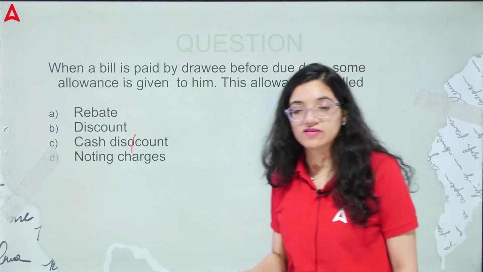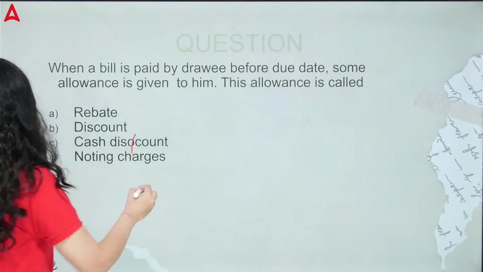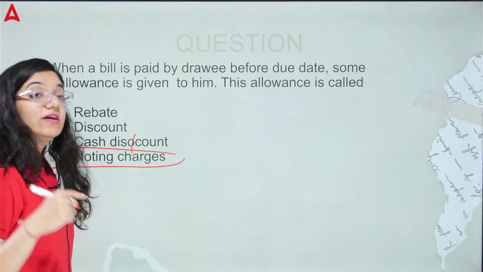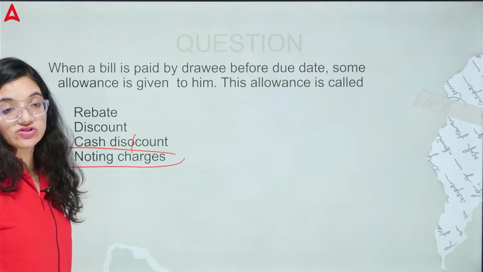He is not saying he is making the payment for this. So we acknowledge that part and we pay the charges. The holder of the bill pays the noting charges.